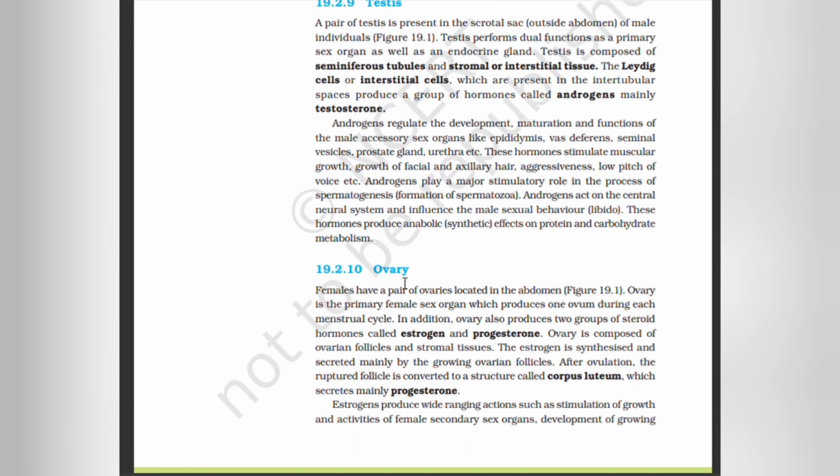Ovary. Females have a pair of ovaries located in the abdomen. Ovary is the primary female sex organ which produces one ovum during each menstrual cycle. In addition, ovary also produces two groups of steroid hormones called estrogen and progesterone. Ovary is composed of ovarian follicles and stromal tissues. Estrogen is synthesized and secreted mainly by the growing ovarian follicles. After ovulation, the ruptured follicle is converted to a structure called corpus luteum, which secretes mainly progesterone.